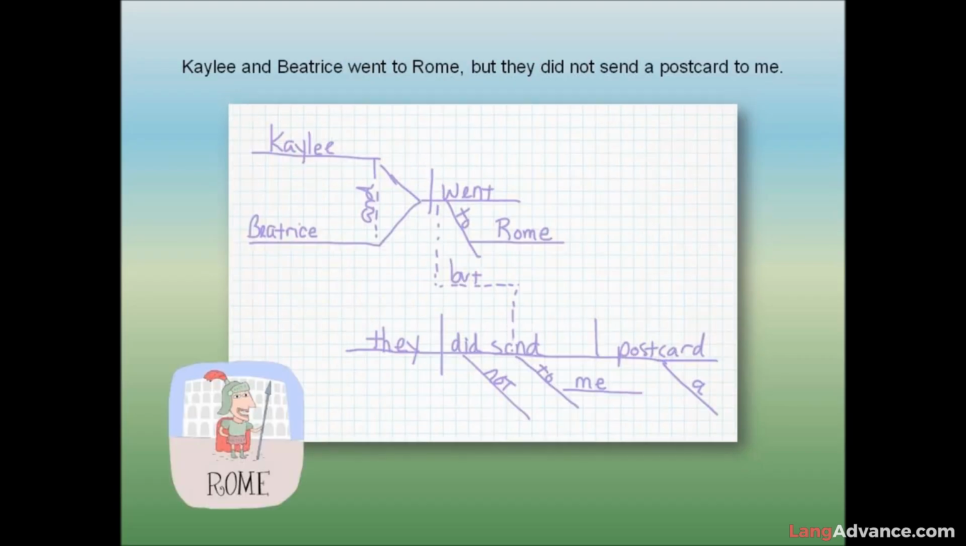Kaylee and Beatrice, a compound subject, went, being the verb, to Rome, being a prepositional phrase. Then we link with the coordinating conjunction but to the verb did send, the subject being they, the direct object being postcard, modified by not, because they did not send to me a postcard.